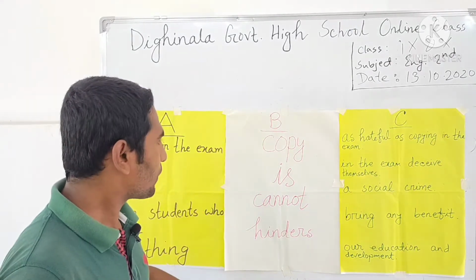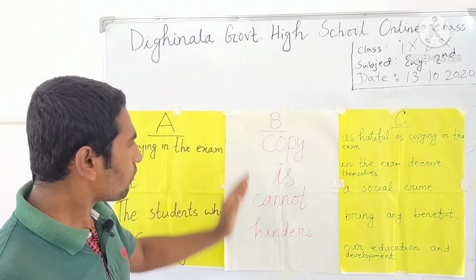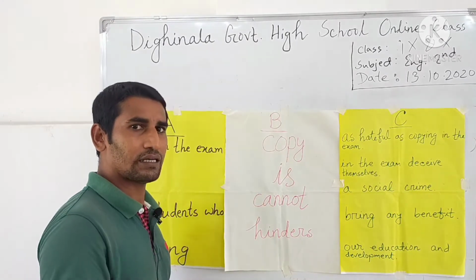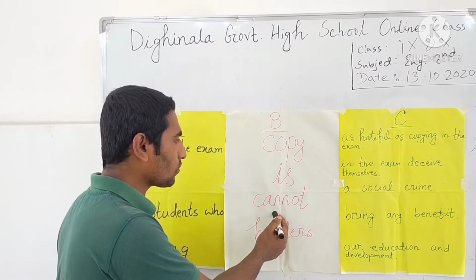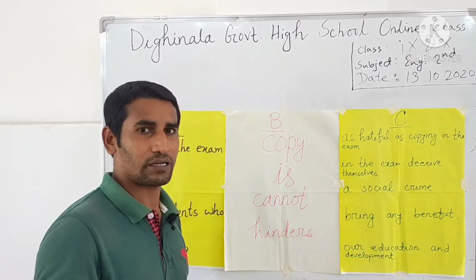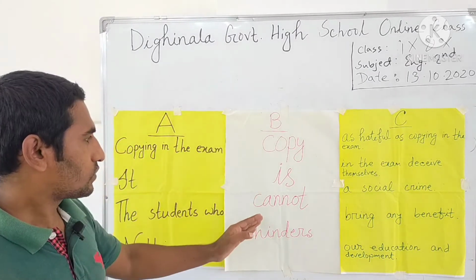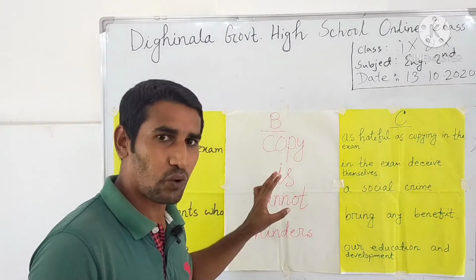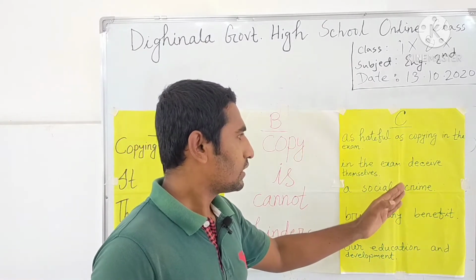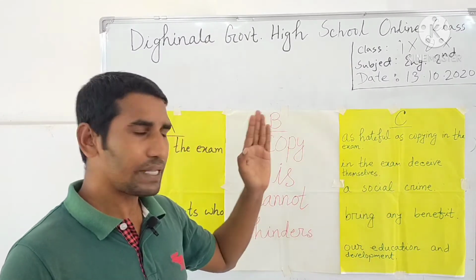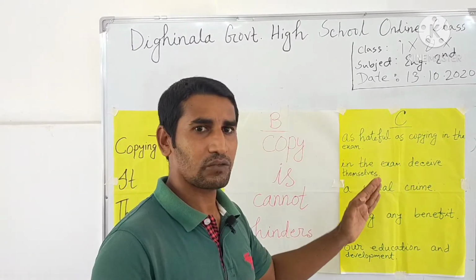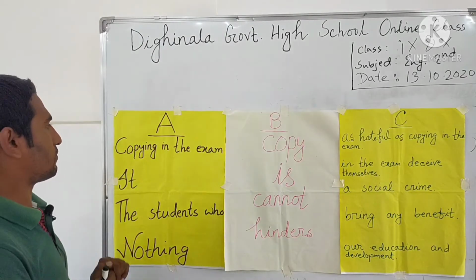In column B, you can see clearly there are 4 items. Copy, nakol kora, is, a verb, cannot, the negative form of can, hinders, badha dewa. So there are 4 items. So you have to use 3 items once and you have to use 1 item twice. In the third column, you are given complete 5 items and you have to use each and every item once. So let's start.